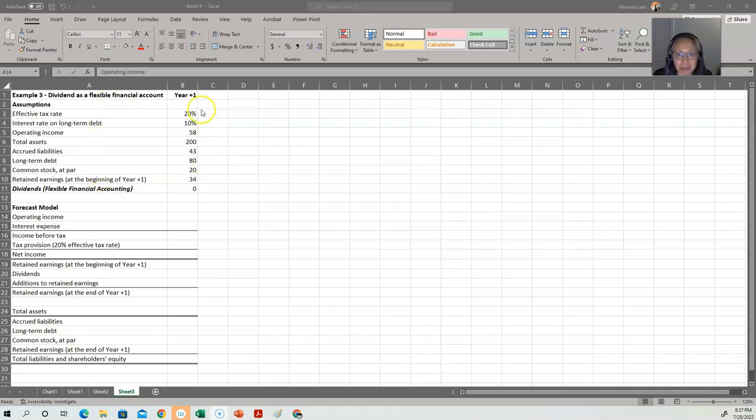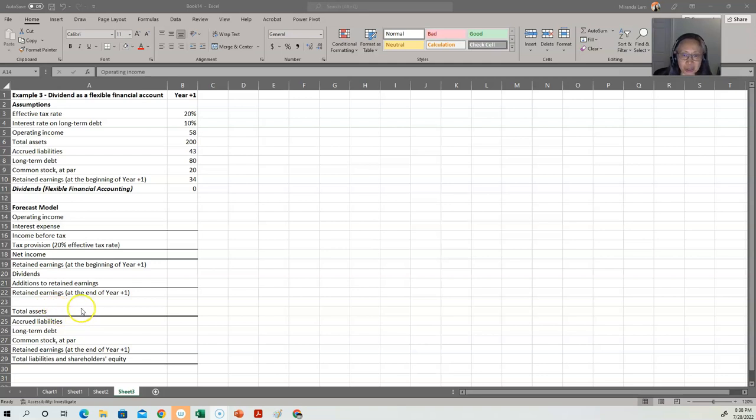So this is the information that we are given. Our forecast model is a very simple income statement. We were given operating income, so we don't have to compute that. So we have interest expense, taxable income or income before tax, provision for taxes. Remember that tax rate is 20%, net income, and then retained earnings, dividend. Addition to retained earnings is net income minus dividends, and then ending retained earnings is retained earnings plus addition to retained earnings. So that is our income statement here, and this is our statement of retained earnings.